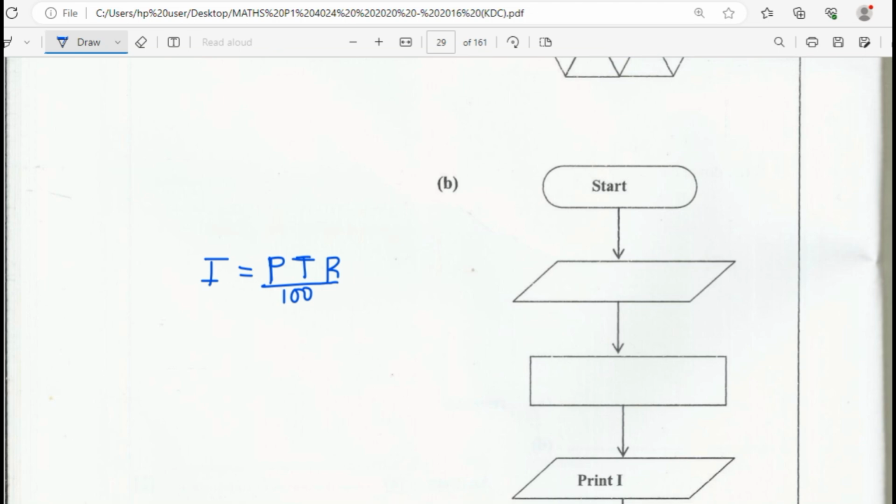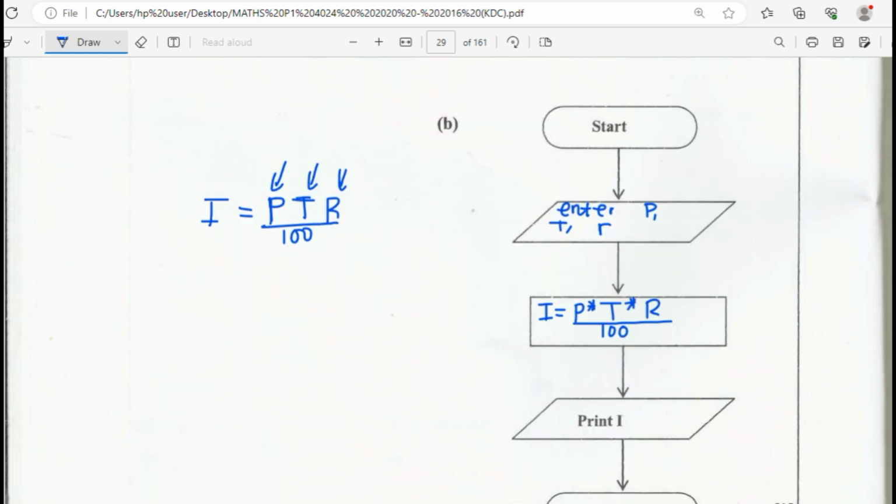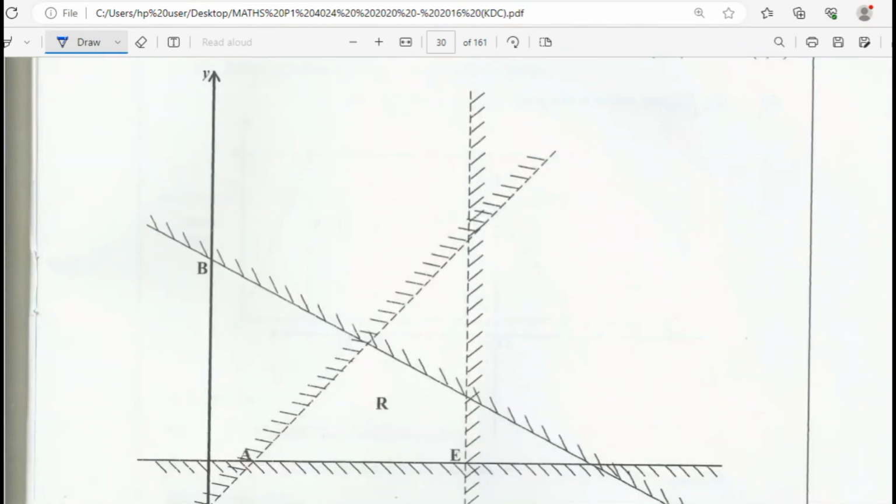So from this we can see that principal is an input, time is an input, rate is also an input, because these can change. So we say enter P, T, R. Then you say calculate simple interest is equal to P times T times R, divided by 100. So that's our answer there.